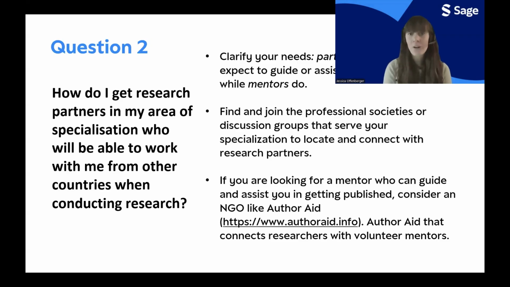And if you are looking for a specific mentor, so if you're a student here today looking for a mentor, consider an NGO like Author Aid who can connect researchers with volunteer mentors. And then also check to see what your institution or organization already offers. Maybe there is a mentorship program available, or maybe there's someone in your department who might be able to serve as your mentor. And then remember, your mentor can help potentially connect you with others who might be good research partners.